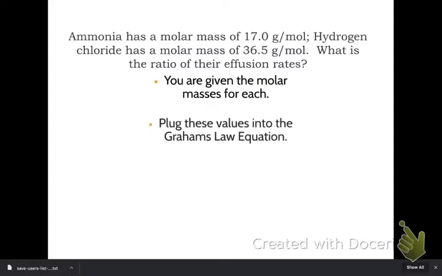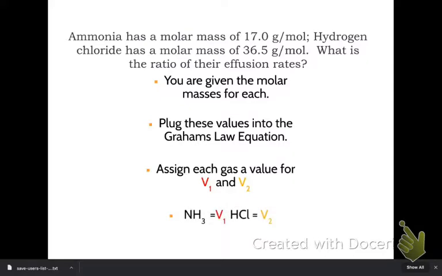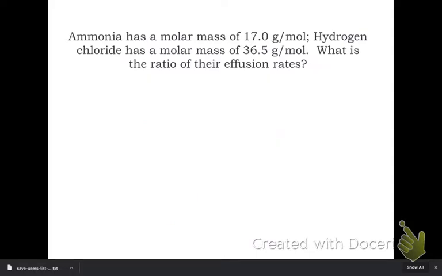So you're given the molar masses for each. Plug those values into the Graham's law equation. Assign each value a gas value for V1 and V2. So remember, it's the inverse. If we have V1 over V2 as the velocities, we're going to put V1 in the denominator, the smaller one, and the bigger one on the top.